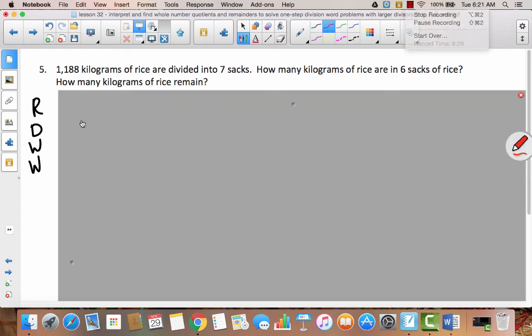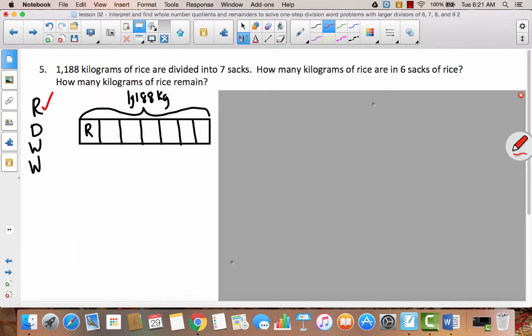Okay, so let's take a look here. I read the problem, and now I'm ready to draw. So I drew my tape diagram. Now I knew that my total was 1,188 kilograms of rice. It said here that it was divided into 7 sacks, and I was trying to figure out how much was in one sack. So I divided my tape diagram into 7 parts, and I put an R inside the part because that's what I'm trying to figure out. I put R for rice. You could have also put a question mark.